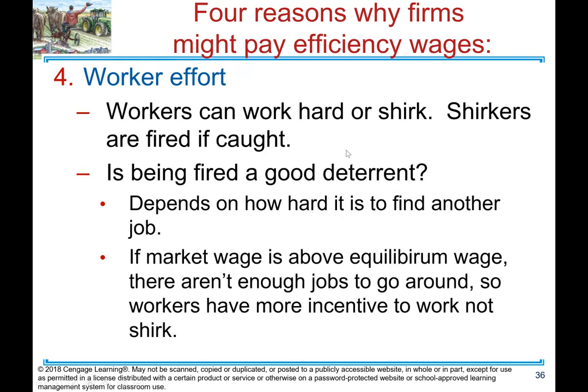Workers can work hard or shirk. Shirkers are fired if caught. Is being fired a good deterrent? Probably. It depends on how hard it is to find another job. If the market wage is above the equilibrium wage, there aren't enough jobs to go around, so workers have more incentive to work, not shirk.